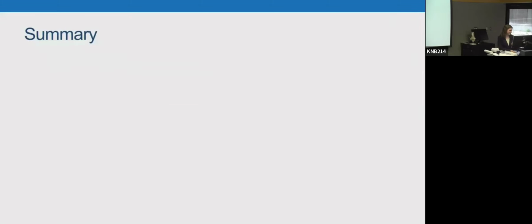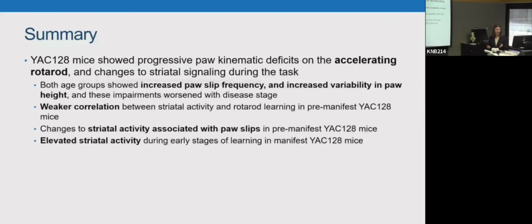Okay, so in summary, YAC128 mice show progressive paw kinematic deficits on the accelerating rotarod and changes to striatal activity during the task. I found in both age groups that there was increased paw slip frequency and variability in paw height on the rotarod, and these impairments worsened with the disease stage. I found a weaker correlation between striatal activity and rotarod learning in the pre-manifest YAC128 mice, changes to striatal activity associated with paw slips in the pre-manifest mice, and elevated activity during early stages of learning in manifest mice.